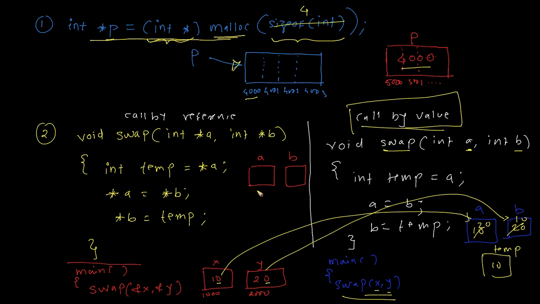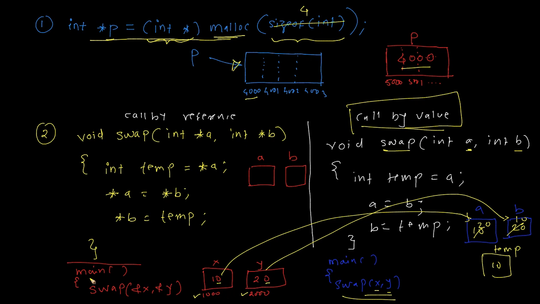So in brief, with call by value, we are not able to change the original. The originals are unchanged, right? But by using pointers, I can pass the references or the addresses, and thus I can go to the original and change the original.